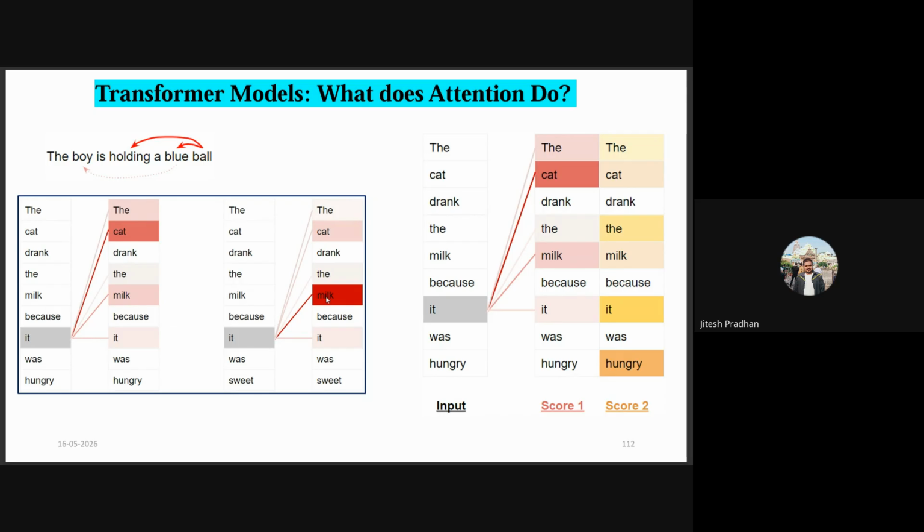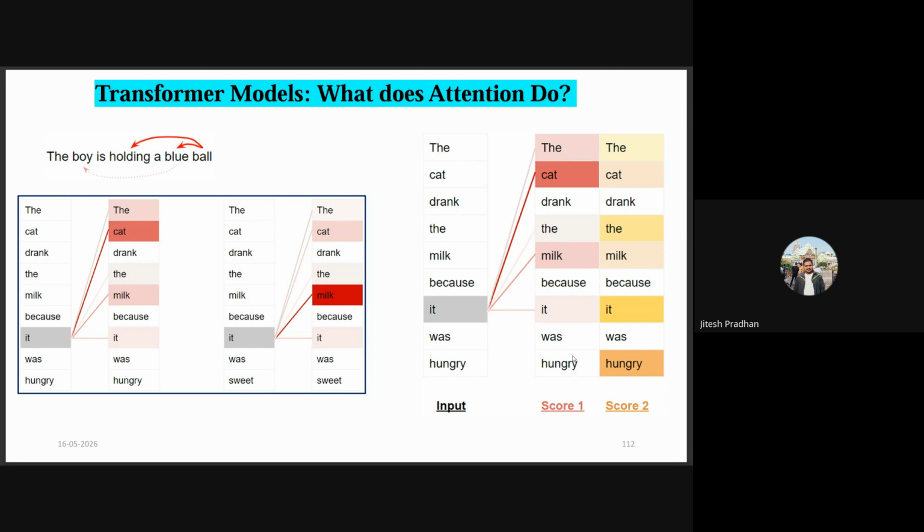Okay, so attention was given to the milk, it means it is referring to the milk. Now let's take this output score. Okay, now what happens in this case? We have this score. Now we have the sentence, the cat drank the milk because it was hungry.